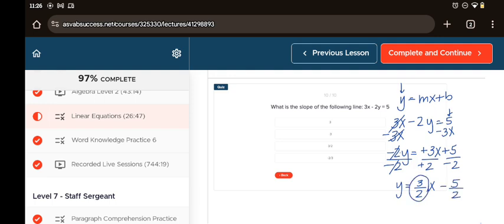Now the point here is the slope. It's whatever is multiplied to the x. So our slope here is 3 over 2. And that's it. All right, I hope this makes sense.